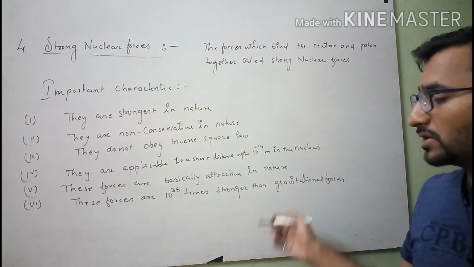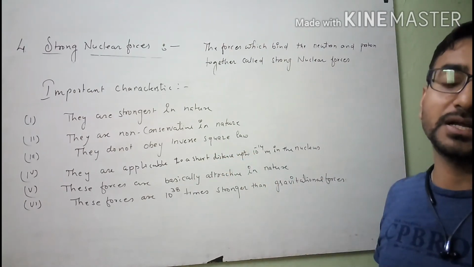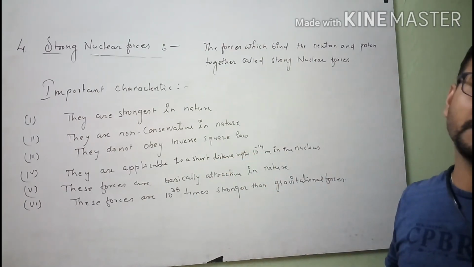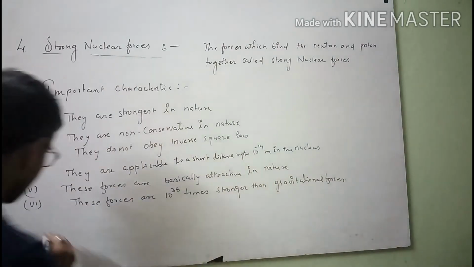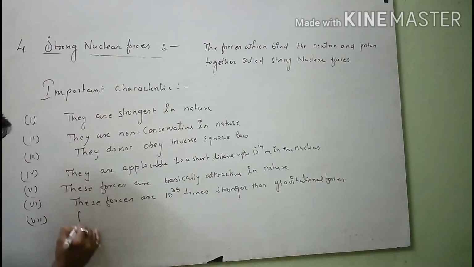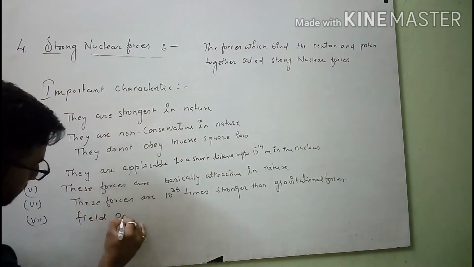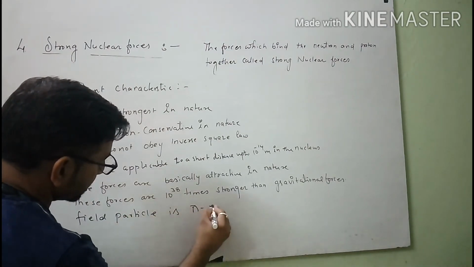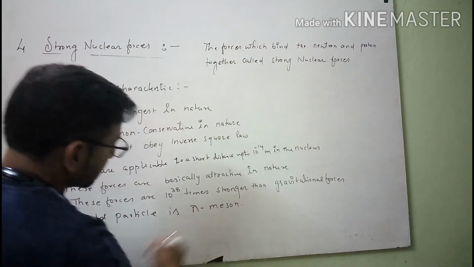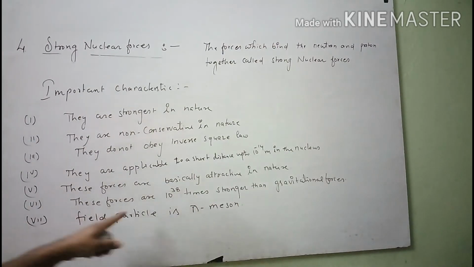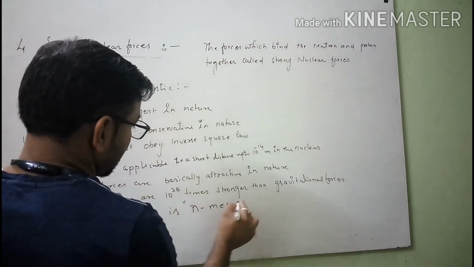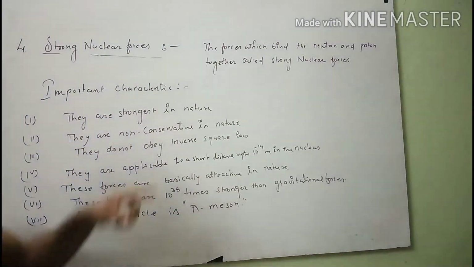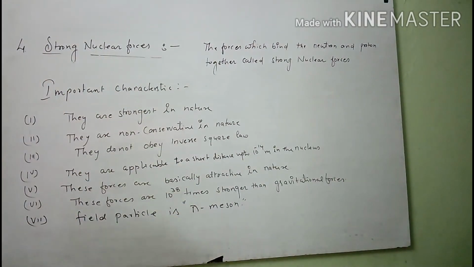So when we talk about their field particle, it is pi meson. So for this force, the field particle is pi meson, and this force is strongest in nature.